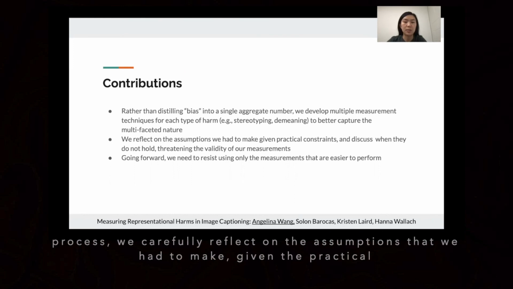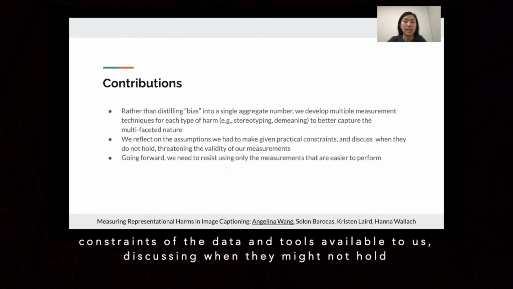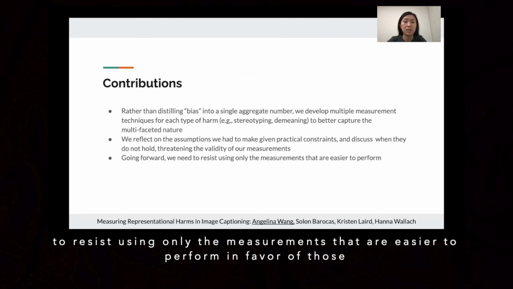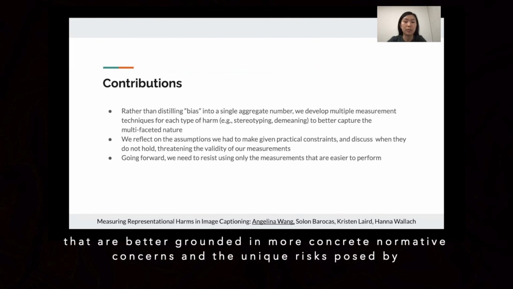Throughout this process, we carefully reflect on the assumptions that we had to make given the practical constraints of the data and tools available to us, discussing when they might not hold, threatening the validity of our findings. We conclude by saying that it's important to resist using only the measurements that are easier to perform in favor of those that are better grounded in more concrete normative concerns and the unique risks posed by image captioning systems.